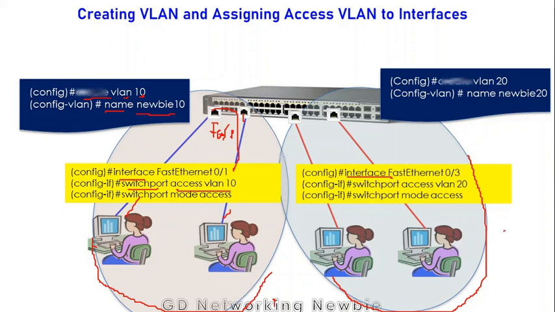In this way, we just selected some of the ports and made them members of VLAN 20 or VLAN 10. And these VLANs are created on the basis of different requirements. For example, this VLAN can be for the students, and this VLAN can be for teachers. This depends on our requirements. Okay, so let's do the same thing in Packet Tracer.